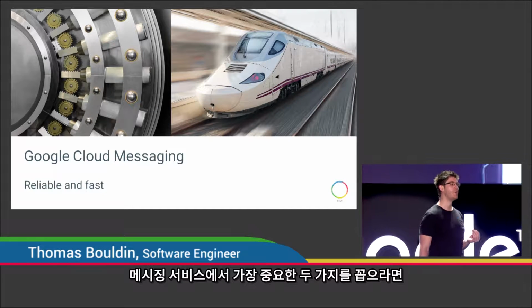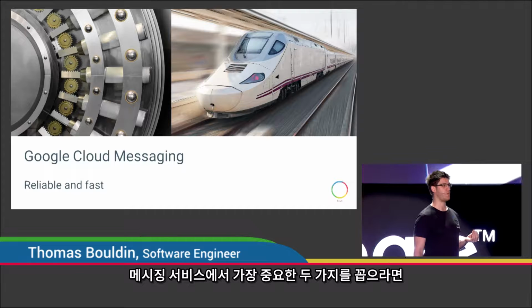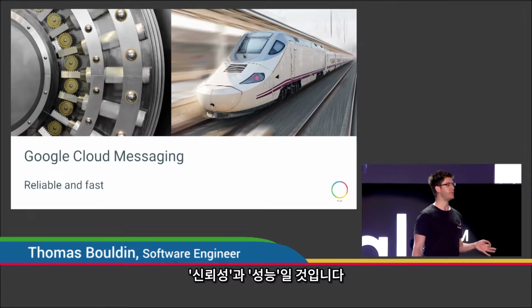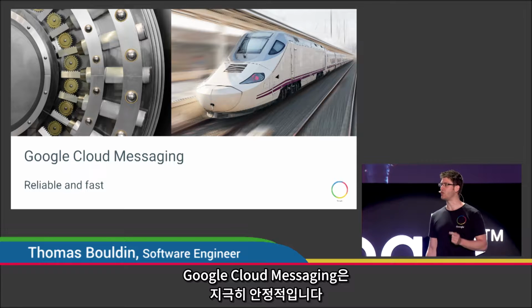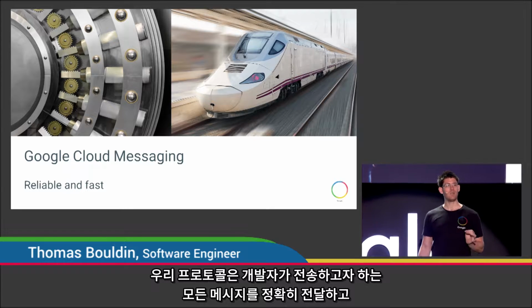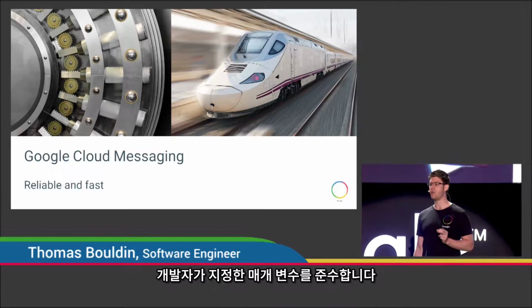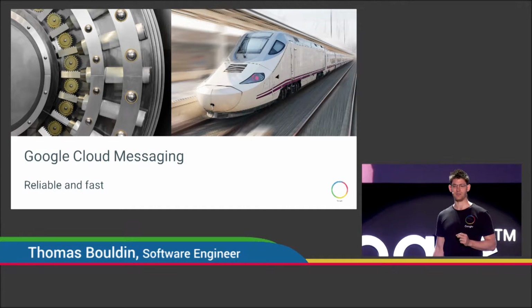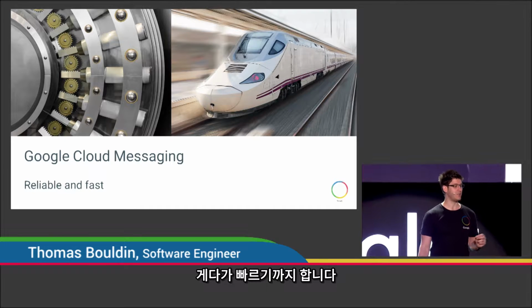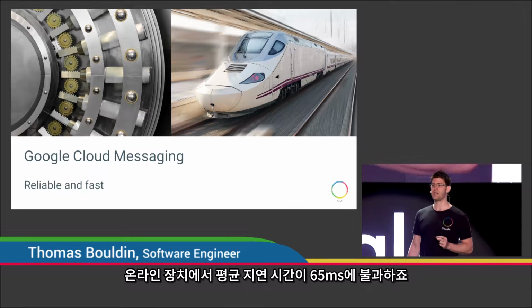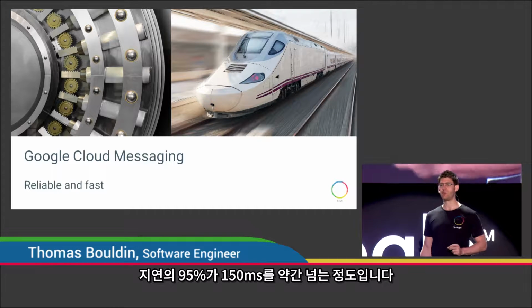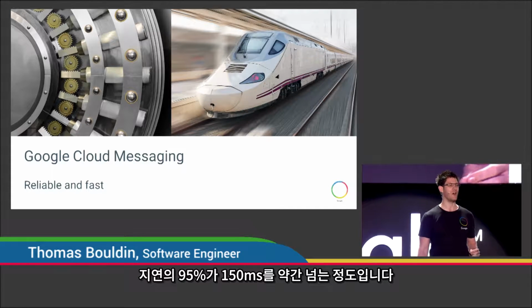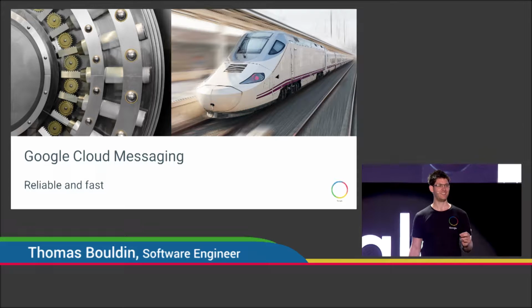Now, we believe two of the most important aspects of a messaging service are reliability and performance. GCM is extremely reliable. Our protocol makes sure that we deliver every message that you intend to send, and that we honor the parameters you specify. And GCM is fast, too. For an online device, our average latency is 65 milliseconds, and the 95th percentile latency is just over 150 milliseconds.